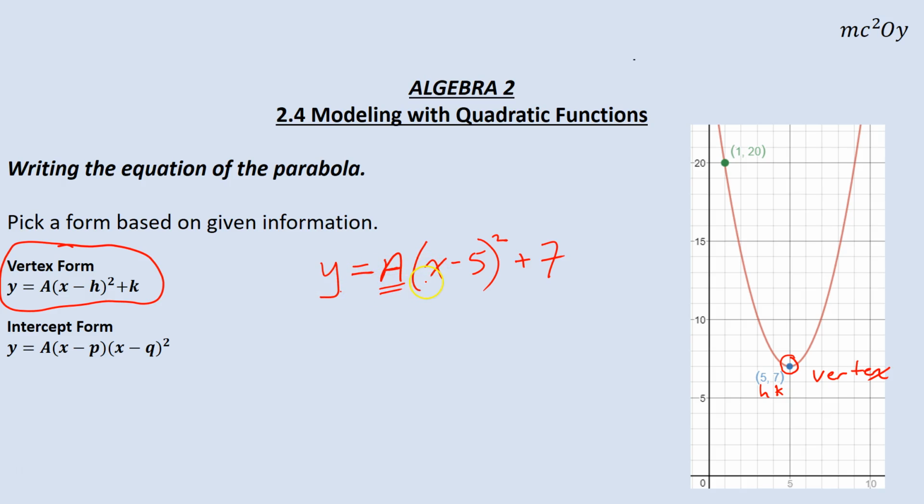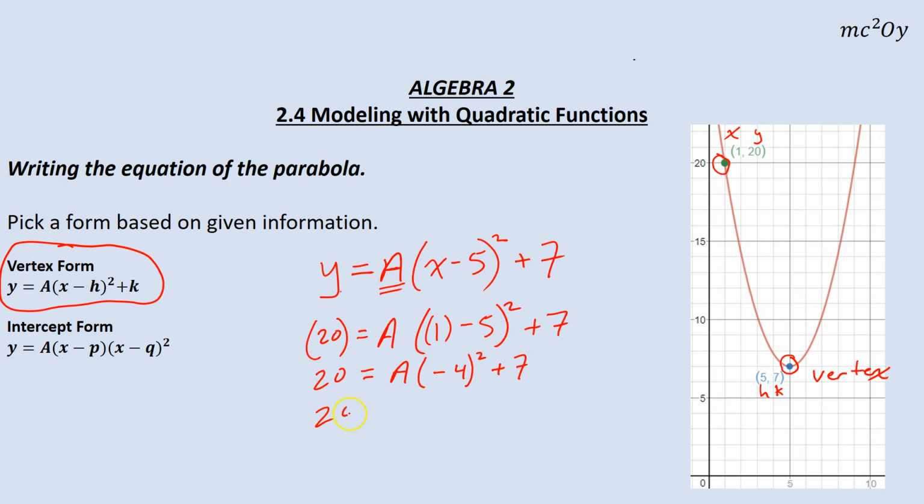If I had one input or output besides my vertex, I could calculate a because I could substitute that value in. When looking at this graph, I note that they give me one other input and output. They give me an input of 1, an output of 20. So x is 1, y is 20. So I could plug in 20 for y and 1 for x, substitute those values in, and then calculate my a value. That gives me 20 is equal to a times negative 4 squared plus 7.